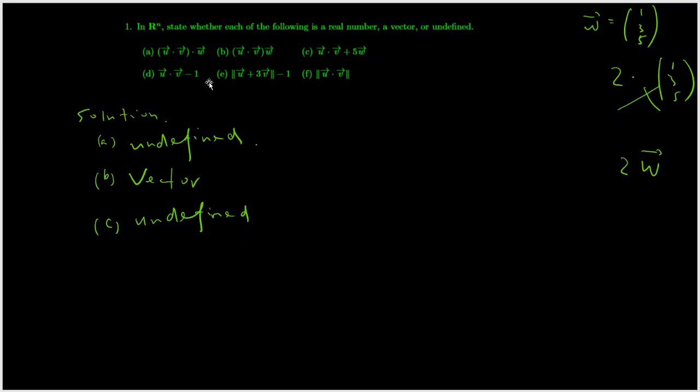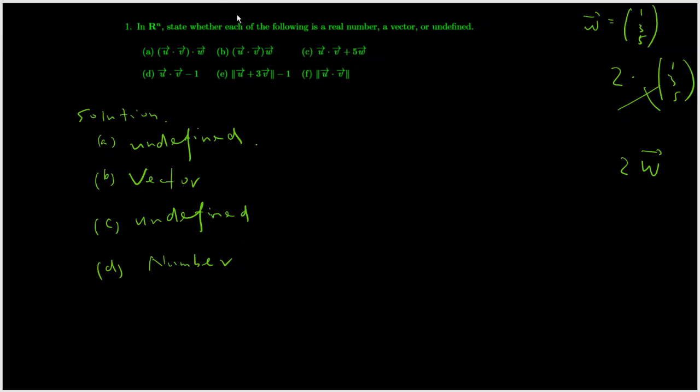Okay, now look at D. So what's the answer to D, please? U dot V is a number. Is it possible to use a number minus 1? What's the answer to question D? A number. Yeah, that's a number. So thank you. The answer to D is a number.